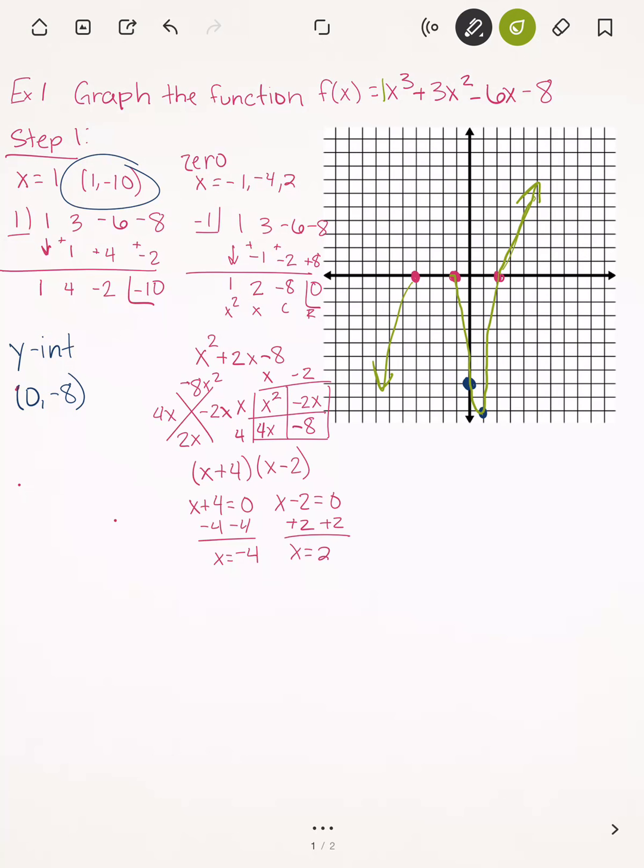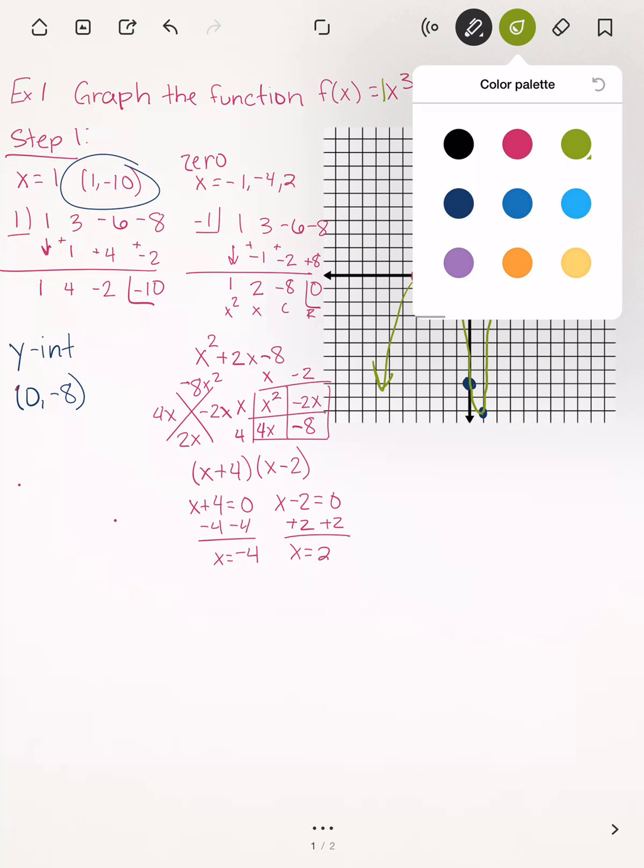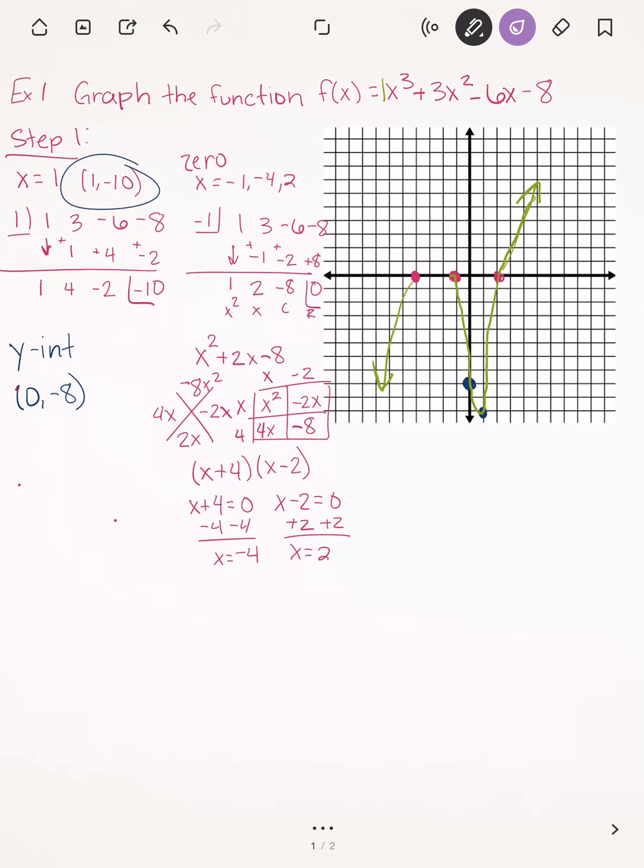So I need to find a point at -2 and -3. To do that, I'm literally just going to plug in the points using synthetic substitution. So I need to do -2. I have 1, 3, -6, -8, and I go back to my original equation for this. So I repeat the process. I bring down my 1.